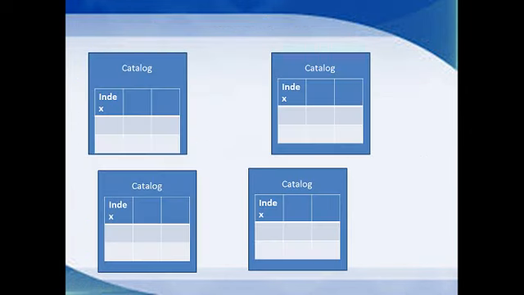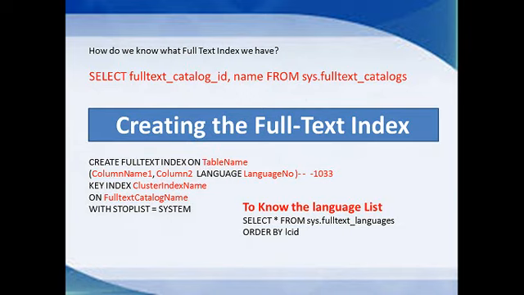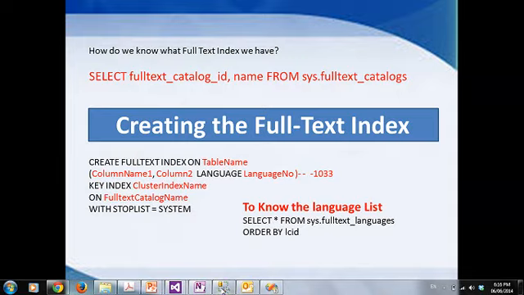A full text catalog is nothing but a collection of full text indexes. Once we impose the rule in the full text catalog, all full text indexes within that catalog will apply that rule. After that, we have to create a full text index, which is very simple. We say create fulltext index on a table, then specify the column names, the key index, the clustered index name, and on the full text catalog with stoplist system. Let me show you, and then I will explain one by one.